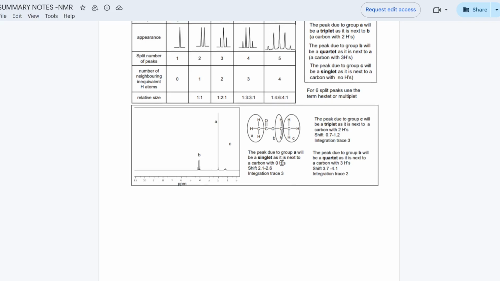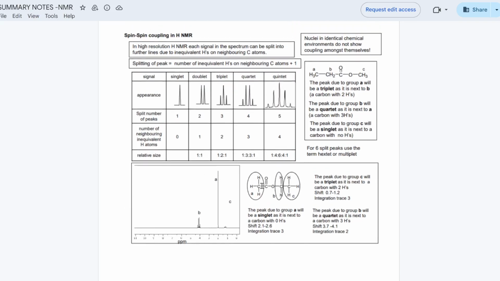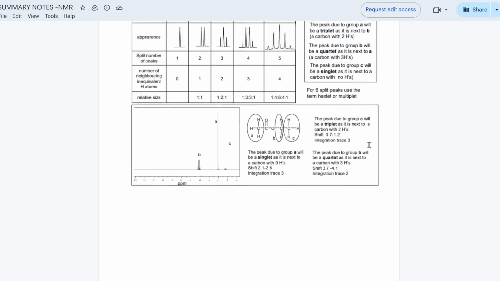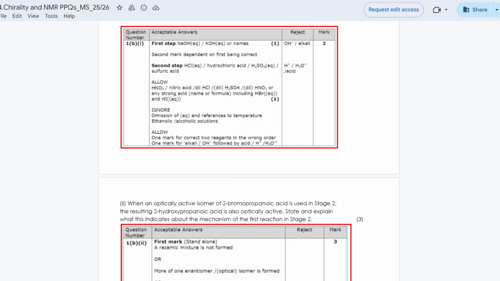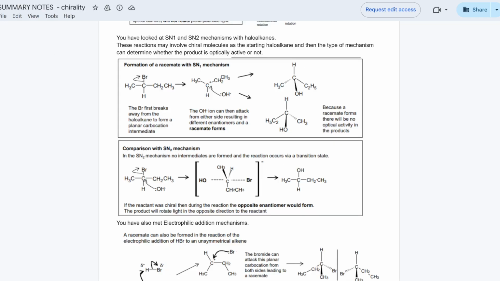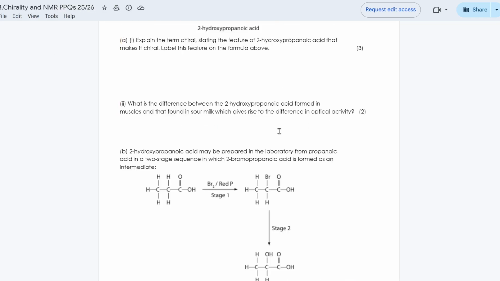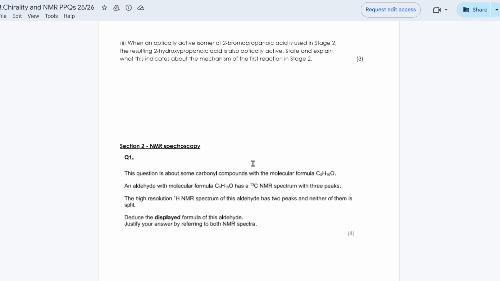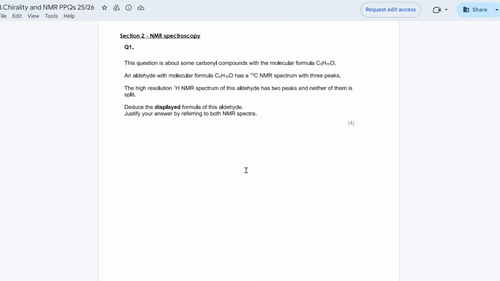And then this is just pretty simple. This is just everything we've already done in a bit of a summary. So I believe, okay, these are the questions we've just done. So moving on here, and then we're moving on to NMR spectroscopy section 2, and we start off the lovely 4 marker. Don't you gotta love a 4 marker?